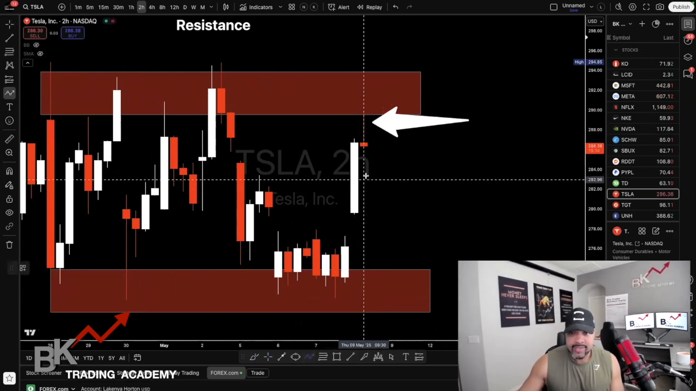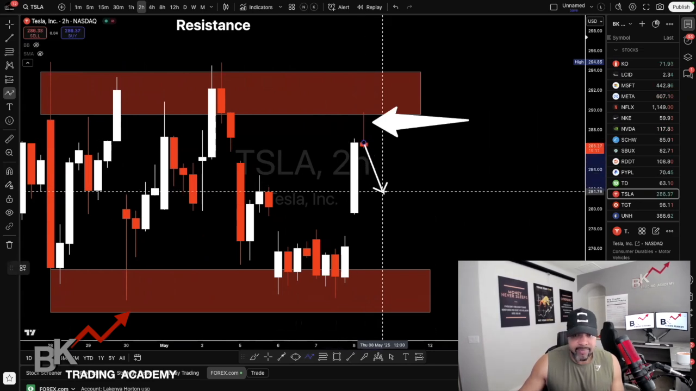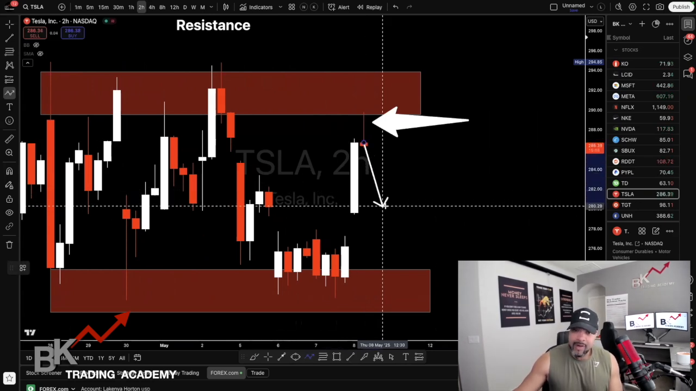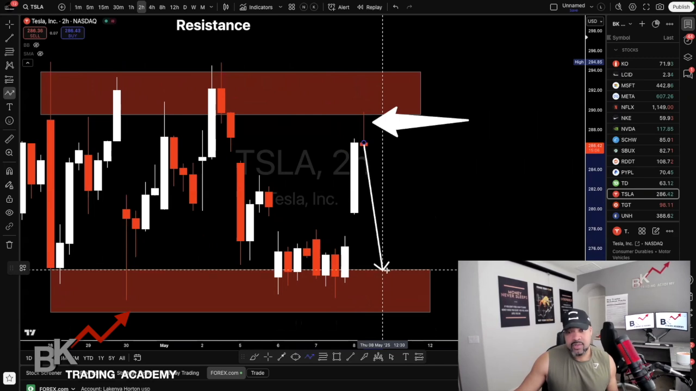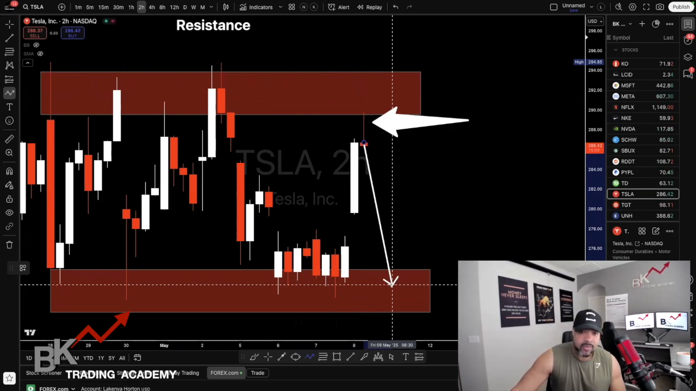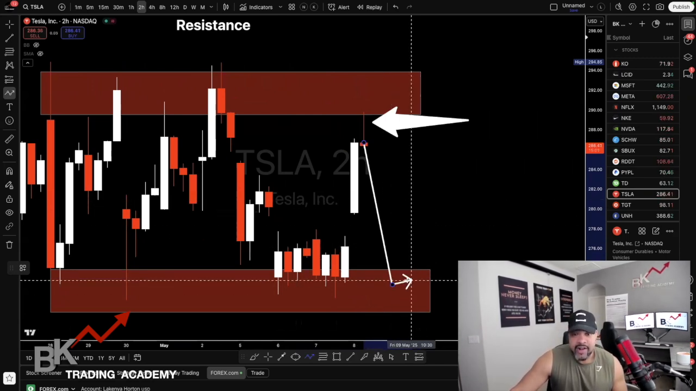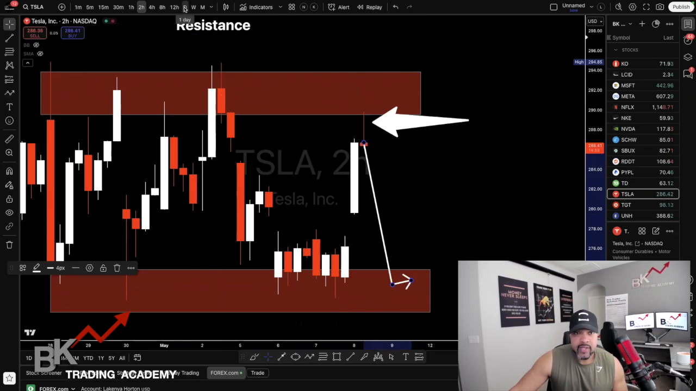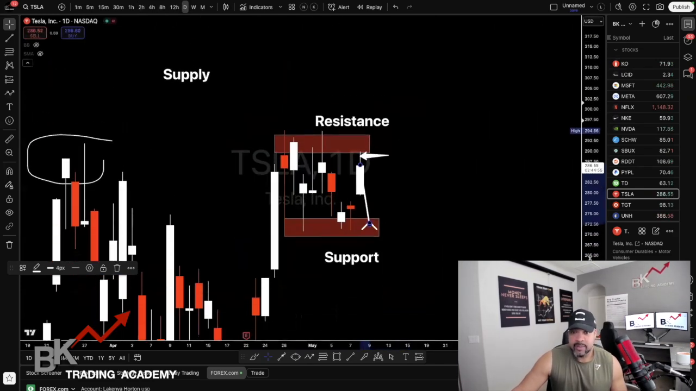So what I would do is enter now, and I can take it to the middle of this channel here. Or if I want to take it longer for about a day, maybe two, take it back down to this minor support zone. Remember, I started on the higher time frame to identify what's going on in the big picture.